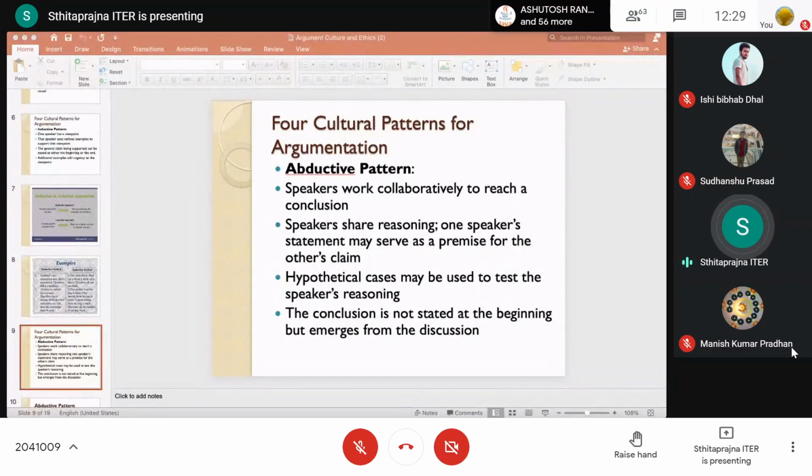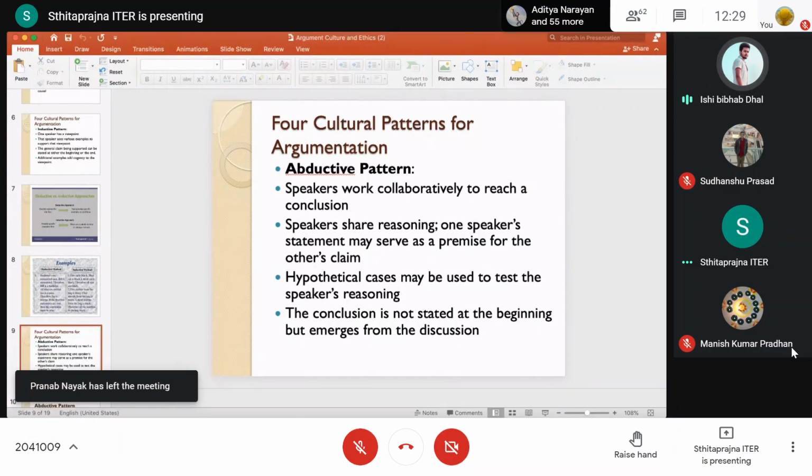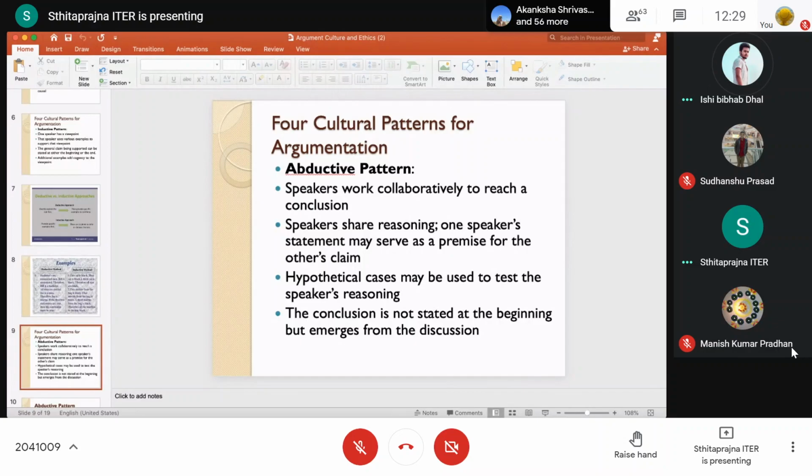Okay, Ishi, go ahead, read this. Yes, ma'am. For cultural patterns of argumentation, in the abductive pattern, speakers work collaboratively to reach a conclusion. Speakers share reasoning. One speaker's statement may serve as a premise for the other's claim. Hypothetical cases may be used to test the speaker's reasoning. The conclusion is not stated at the beginning but emerges from the discussion. Right, okay.